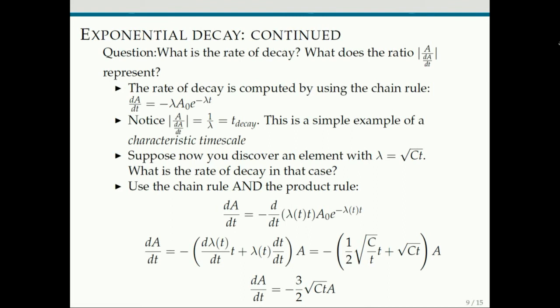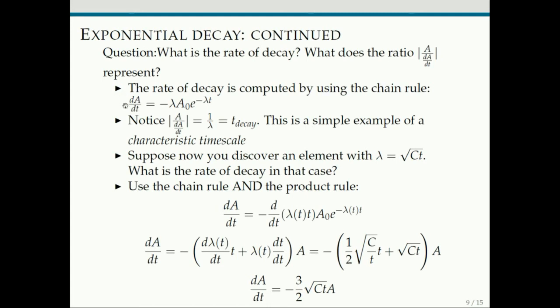Let's try to apply our rules of differentiation to this problem of exponential decay. Suppose that we want to know what the rate of decay is. In this case, that's simply the derivative of A with respect to time. And we also want to examine the strange ratio of A over dA by dt, absolute value. What does it mean? Well, the rate of decay is computed by using the chain rule.